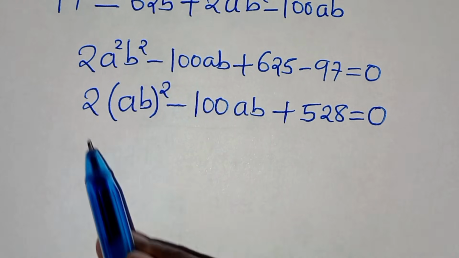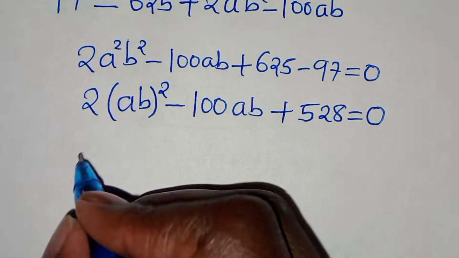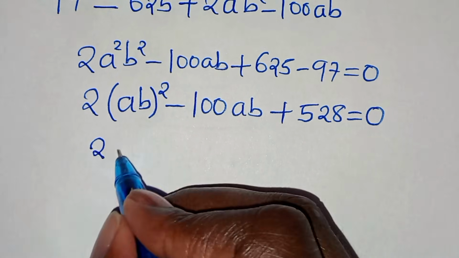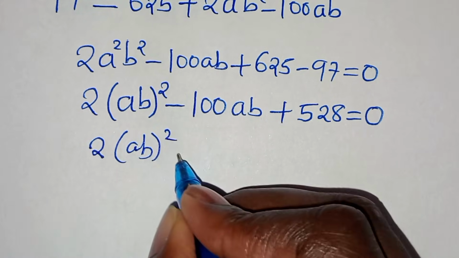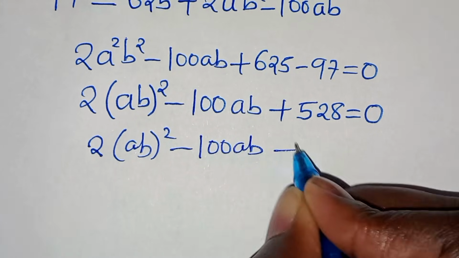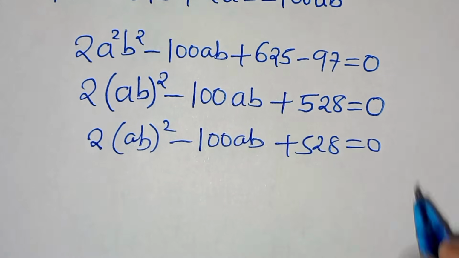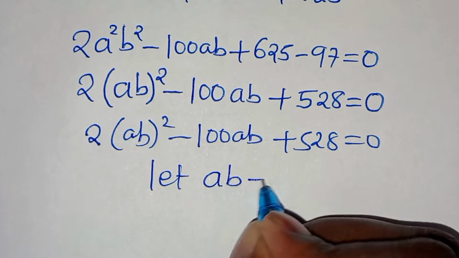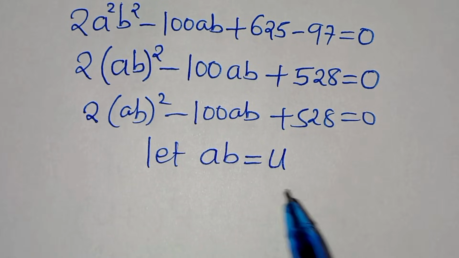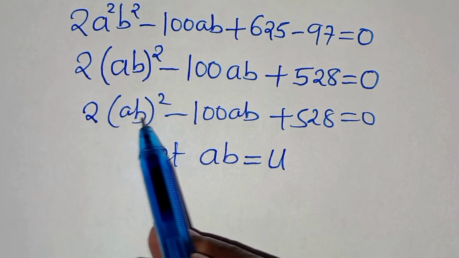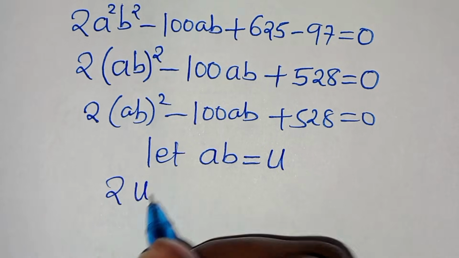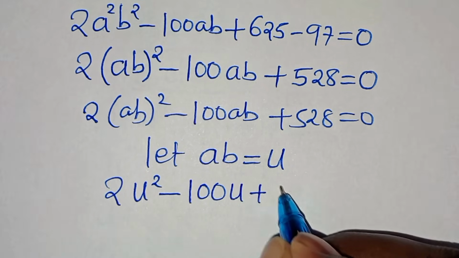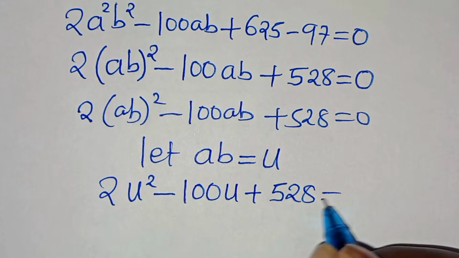Now the next step from here, we have that 2 is common here. We can factor out 2. Now from here, this is 2 times ab to the power of 2 minus 100ab plus 528, equal to 0. Now first of all, we can let a times b be equal to u. All right, so let's substitute u where we have a times b. So this is 2u squared minus 100u, then plus 528. This is equal to 0.